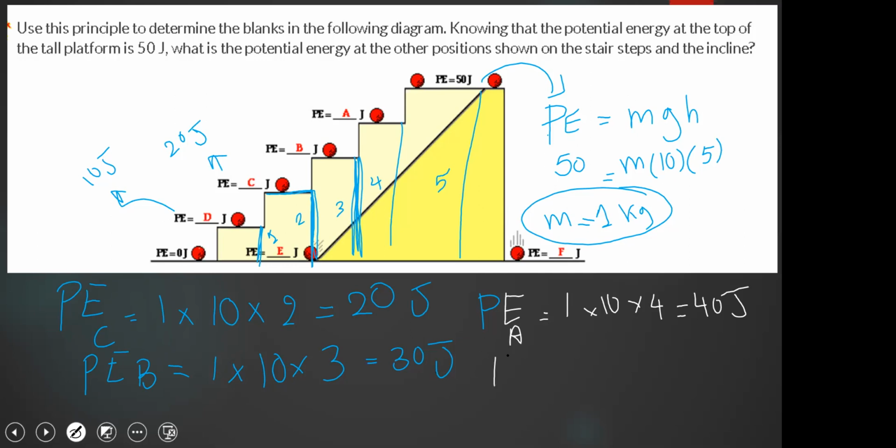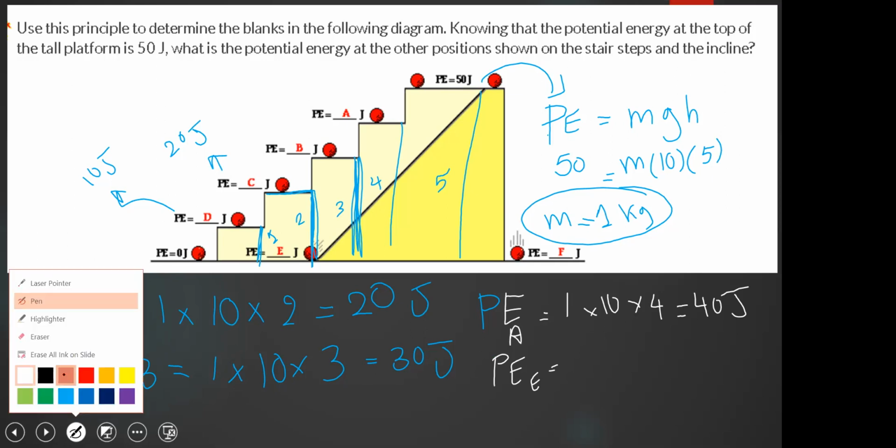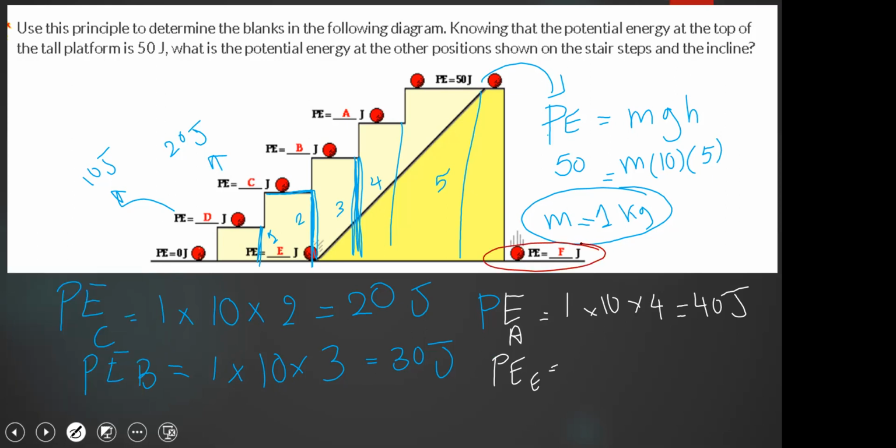Now at point E, what is the potential energy? Oh, sorry, this is E. The mass is 1. The g is 10. Now what is the vertical height? 0. Thank you. So it will be 0 joule. And at F, it should also be 0, because the vertical height here is 0. It is on the ground.